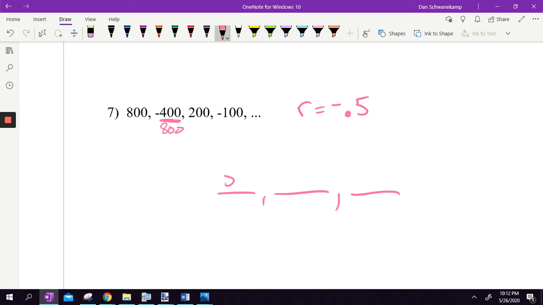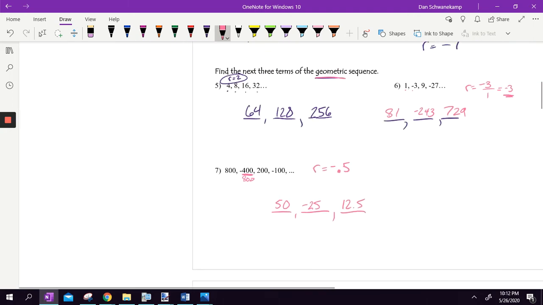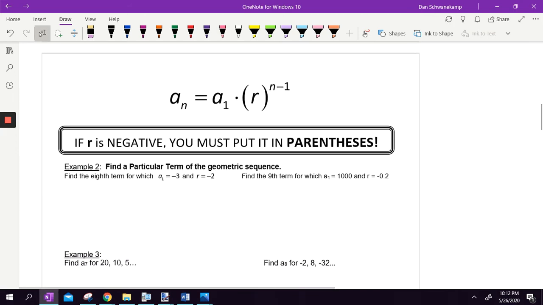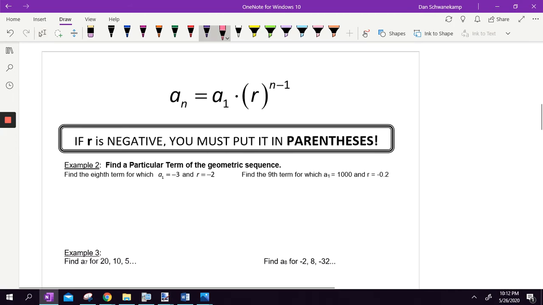So -100, then I'd get 50. Cut that in half, -25. Cut that in half, 12.5. Notice that the signs alternate back and forth when your ratio is negative. All right, so that makes sense so far. Hopefully, we're just dealing with r's and working our way through.